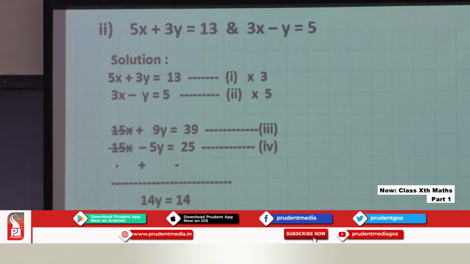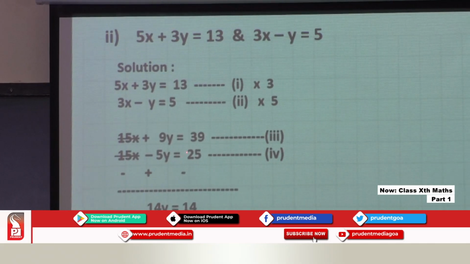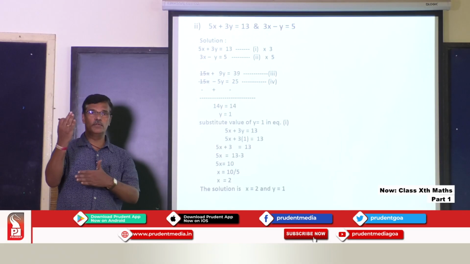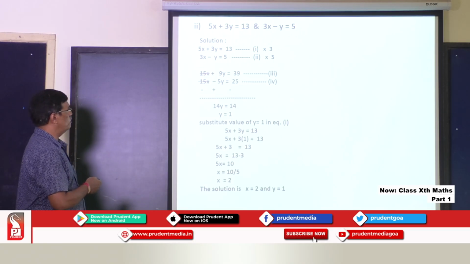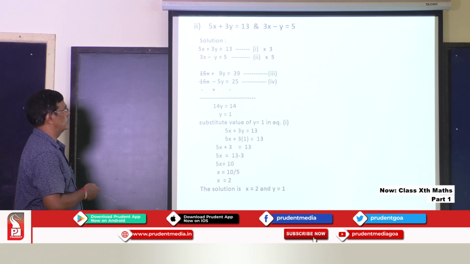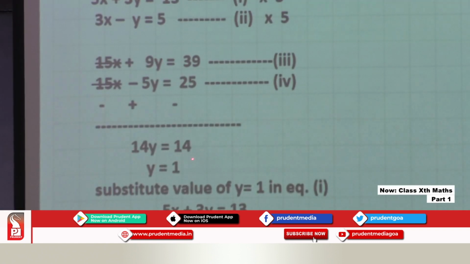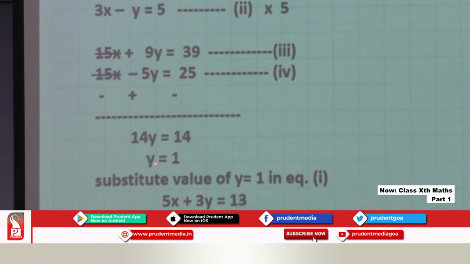Now since both of these terms have the same sign, we need to change the sign compulsorily. So we have to change the sign of all the terms here. Plus becomes minus, minus becomes plus, plus becomes minus. Whatever signs are there, we have to change. So now plus 15x and minus 15x get cancelled. So plus 9y plus 5y is plus 14y and 39 minus 25 is 14. When I shift this term to the right hand side, it becomes 14 upon 14, and 14 upon 14 is 1. So I get the value of y is equal to 1.